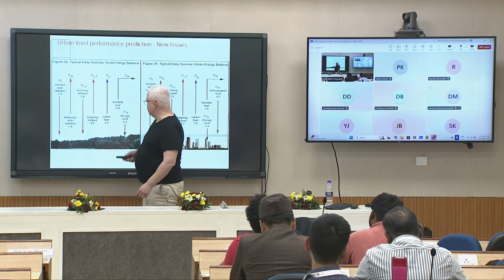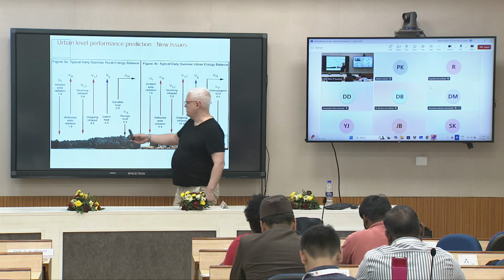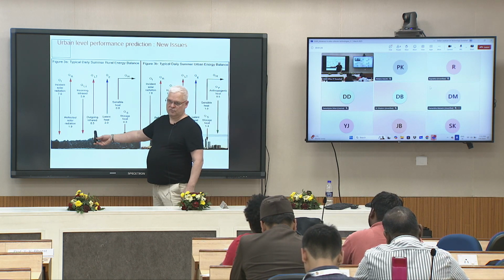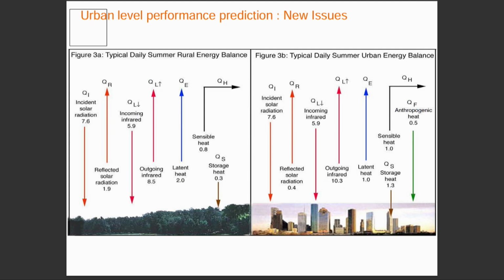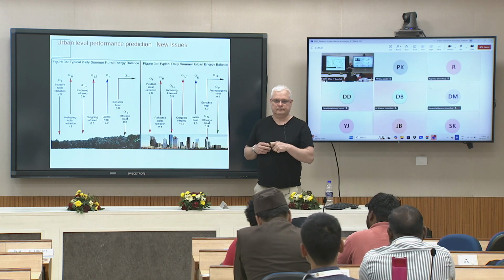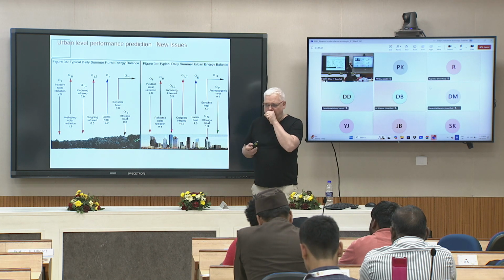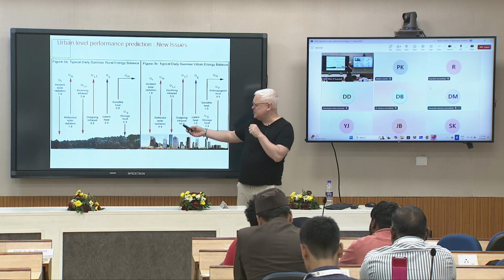In terms of incoming infrared, it is the same. Okay. Then outgoing infrared. Outgoing infrared, so it is what is emitted in infrared, is 8.5 here. It is 10.3 here. That means that it emits more at the city scale than in countryside. Why? You have a lot of carbon dioxide, greenhouse gases. No. It is emission.